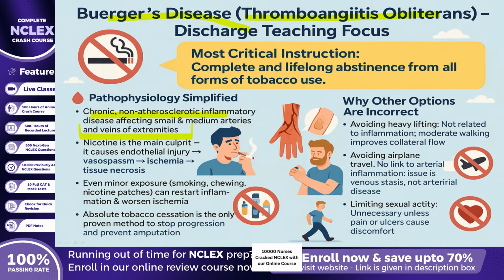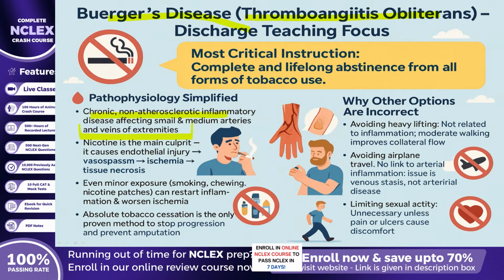Because nicotine is the primary etiologic agent, absolute tobacco cessation remains the single most effective intervention to halt disease progression. Even minor nicotine exposure from smoking, chewing tobacco, or nicotine replacement therapies can rekindle vascular inflammation and worsen ischemic changes, increasing the risk of ulceration and gangrene. Therefore, nurses must educate clients that the only proven way to prevent amputation and improve limb viability is the complete and permanent elimination of all nicotine sources.